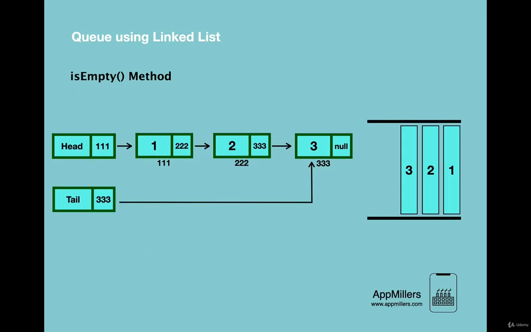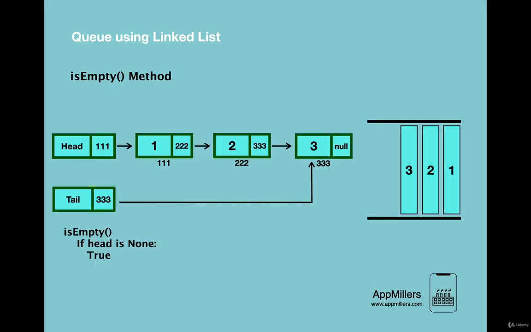Now the next method is the isEmpty method. In case of a linked list, to check whether we have any nodes or not, we will check the head reference. If the head reference points to none, it means that we don't have any element in the linked list. So in this case, our queue is empty. So we will check if head is none, we are returning true. Otherwise, we are returning false. So if head is none, our queue is empty. Otherwise, it's not empty. We have at least one element in our queue.